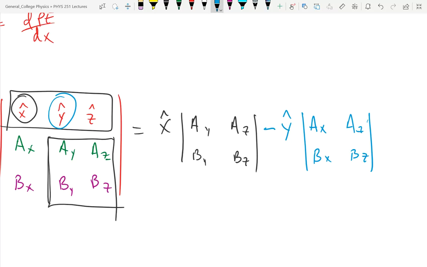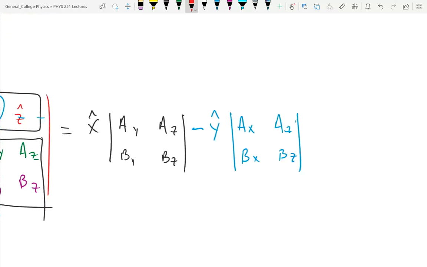Perfect. Notice he took out this row and this column, and so the two things that weren't dashed out, he gave me. And then for the final one, I'll go to red. Alternate signs, so that was a minus, so now I go back to a plus. Z hat, AX, BX, AY, BY.